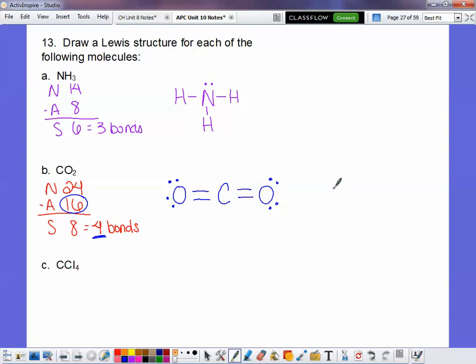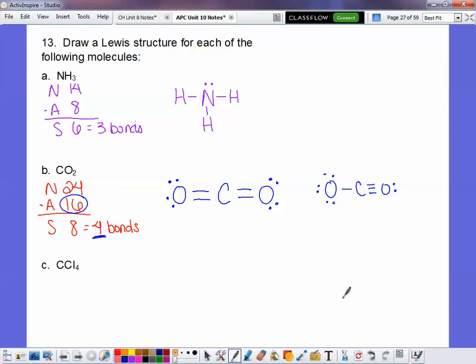And I said that you can do something else with this. You could have done this. That is technically not wrong. That is following all of the rules. We used all 16 available electrons.